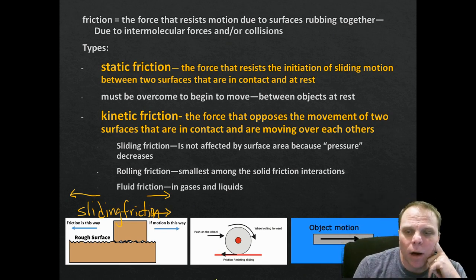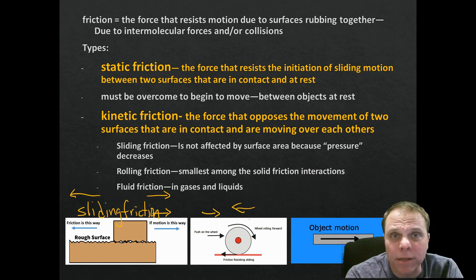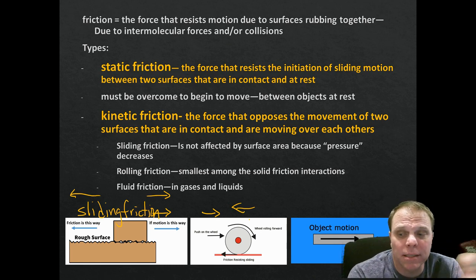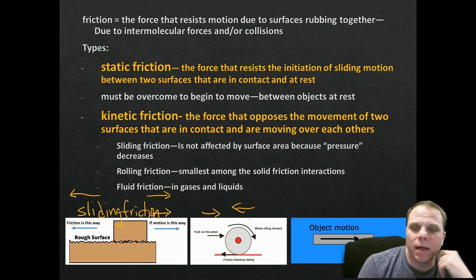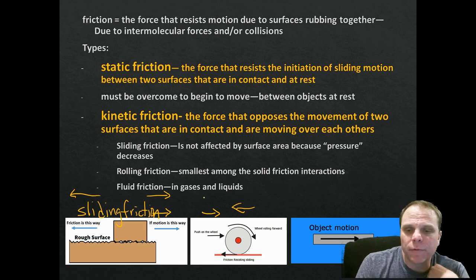So if you are applying a force to the wheel in this direction, then your friction that's resisting the wheel's motion is going to be in that direction, all right? But rolling friction is less than sliding friction typically. And then, so that was rolling friction. And then you have fluid friction.